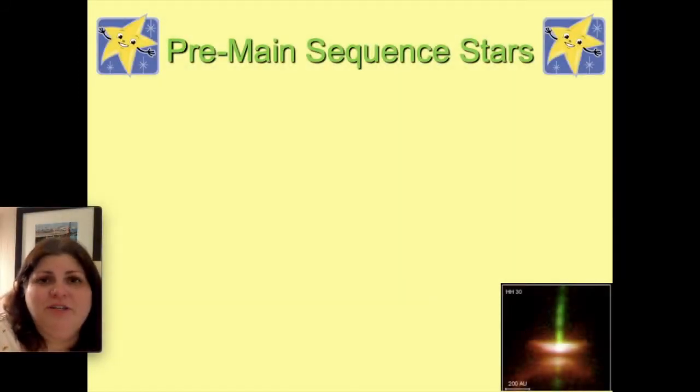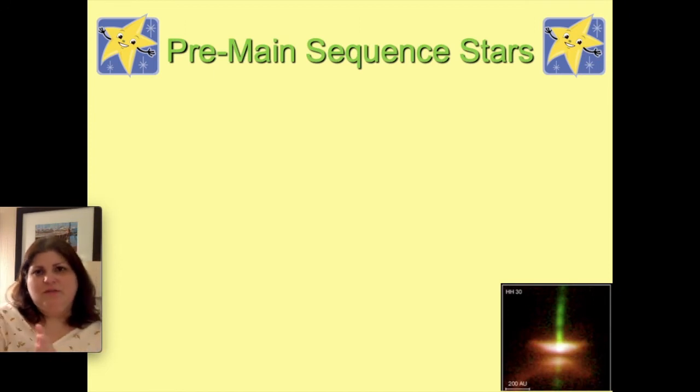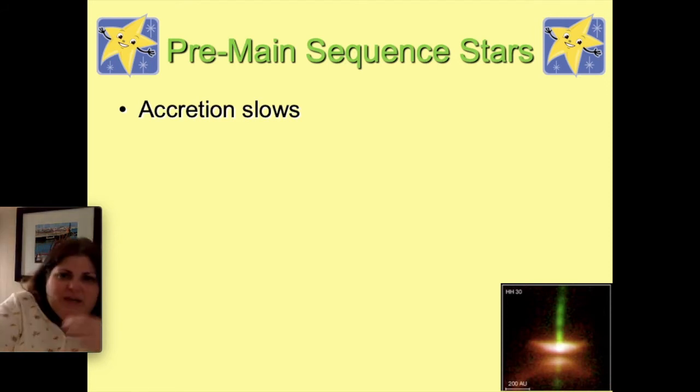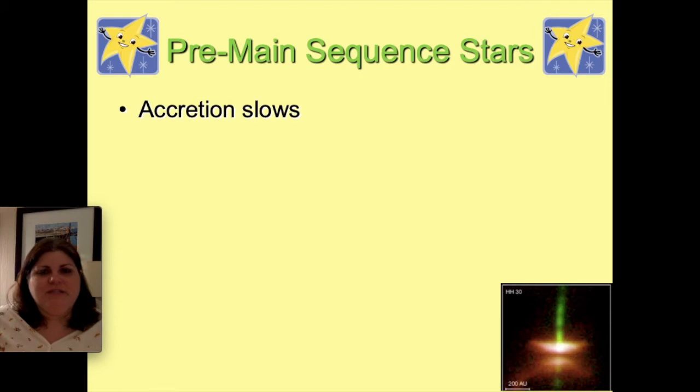The next stage of a star's life cycle is called the pre-main sequence star. Now, a pre-main sequence star is characterized by the slowing down of accretion. To give you an idea of why this happens, imagine you're packing a bag full of clothes. As you put more and more clothes into the bag, it becomes tougher and tougher to do and you start to have to squish it down in there. That's because the material that's already there is giving you some resistance. And that's a little bit like what's happening inside the star.